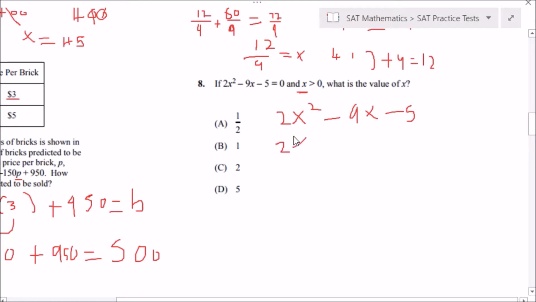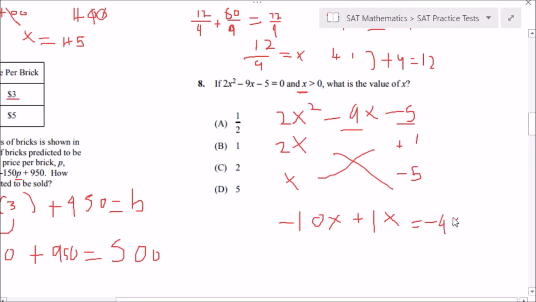So two numbers that when you multiply, you get 2x squared are 2x and x. And then now you have to find numbers where when you multiply, it's negative 5, and when you add them, it's negative 9. So that would be, let's say, positive 1 and negative 5. And if we try cross multiplying, negative 5 times 2x, that's negative 10x. And then x times 1 is 1x. That will give us negative 9x. So that shows we're on the right track.